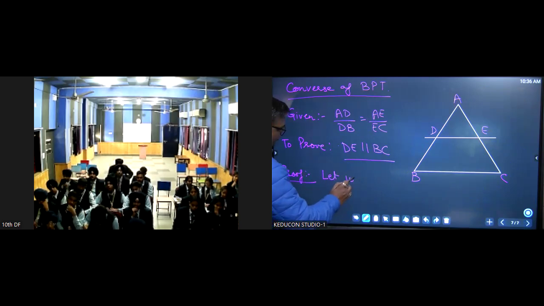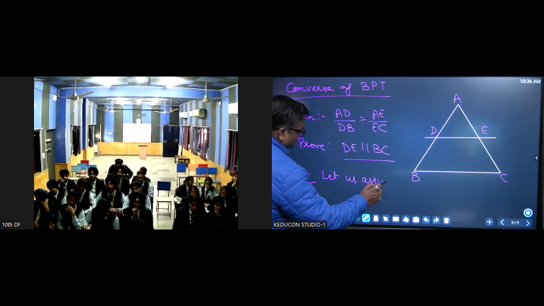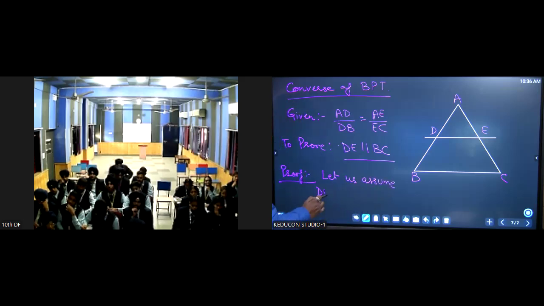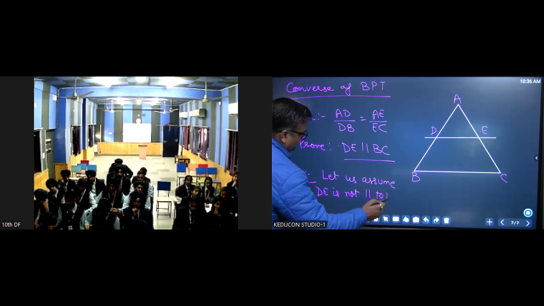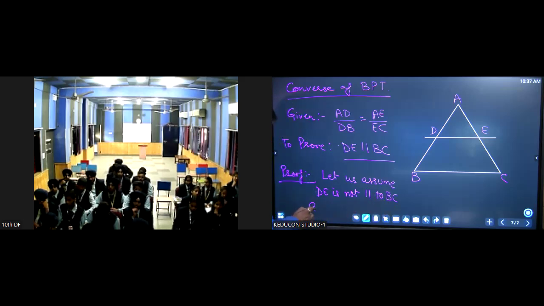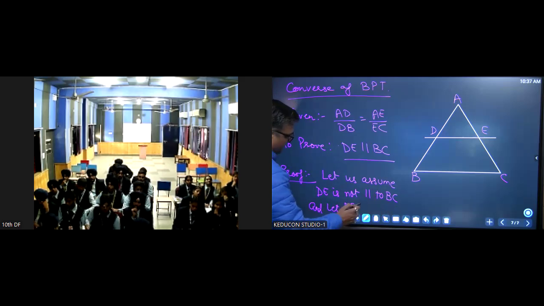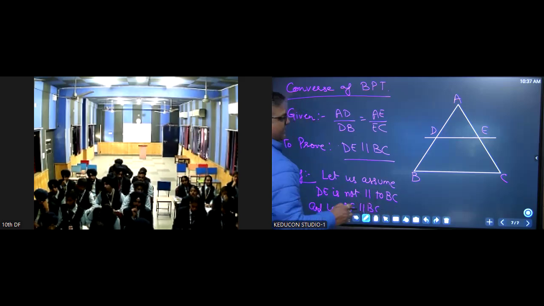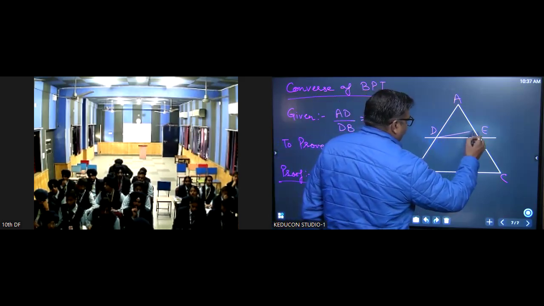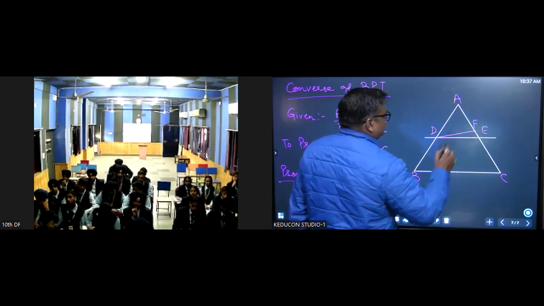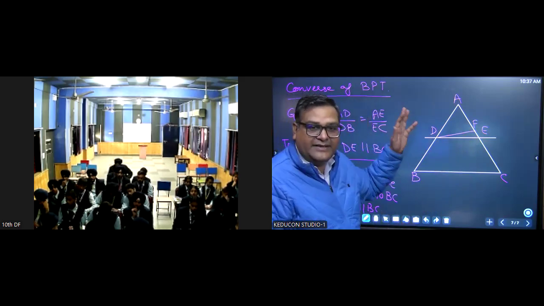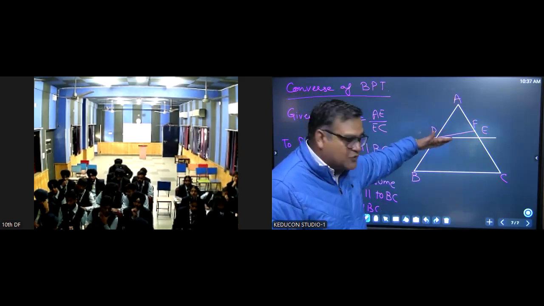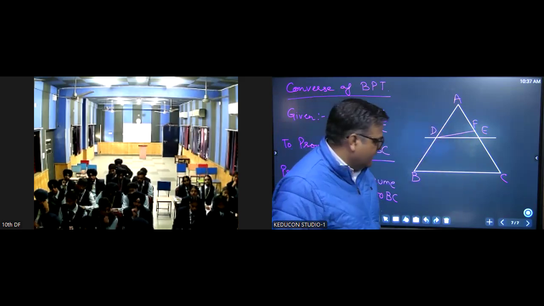Let us assume DE is not parallel to BC and let DF be parallel to BC. हमने लाइन ड्रॉ कर दी बच्चों, DF. This is the line DF. DF is parallel to BC. हमने assume कर लिया कि DE जो है वो parallel नहीं है. In place of that, DF is parallel. Right?